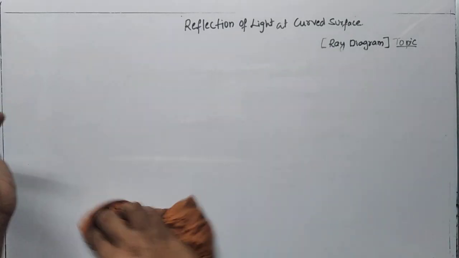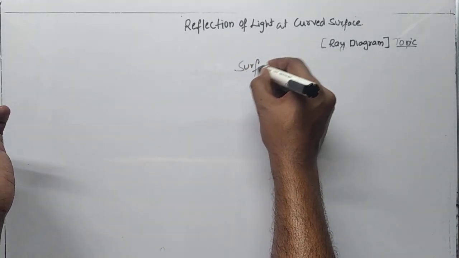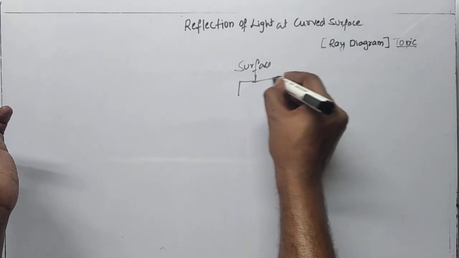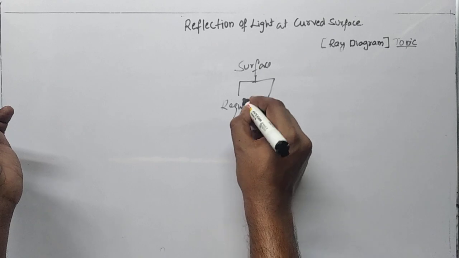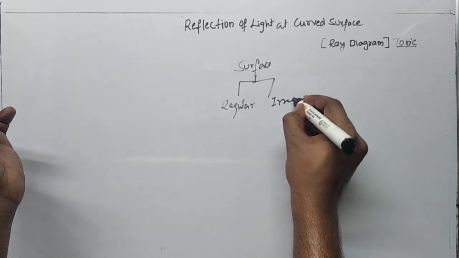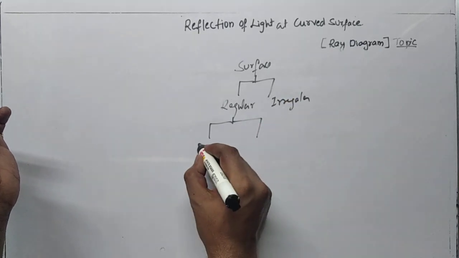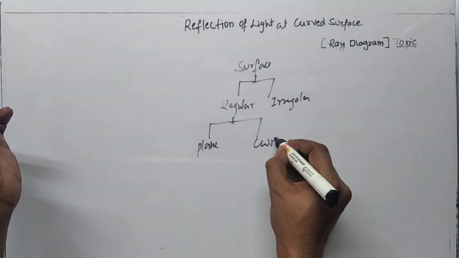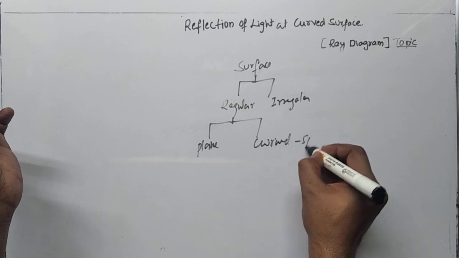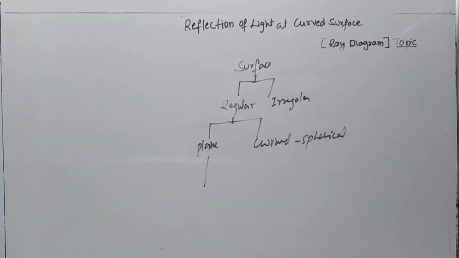Okay, so if you talk about mirrors, or surfaces, surfaces can be classified into two types. The first one is regular, another one is irregular. Regular is again divided into two types, which are plane and curved. Curved is nothing but spherical. In plane we have a plane mirror.